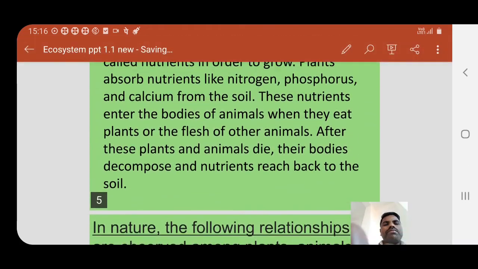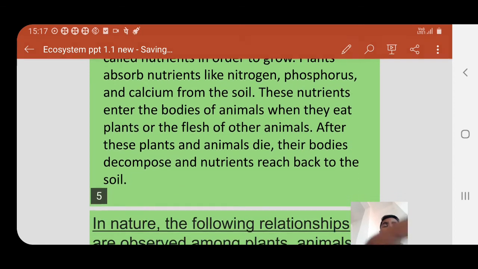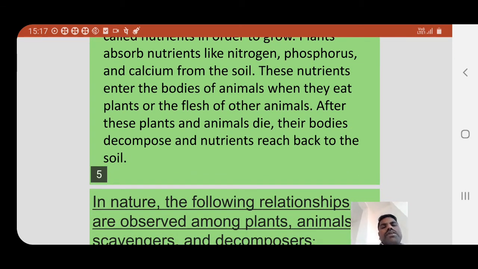Here is one more thing. Plants absorb nutrients like nitrogen, phosphorus, and calcium from the soil. Whatever nutrients are absorbed by the plants, these nutrients enter the bodies of animals when they eat the grass or plants, or the flesh of other animals. After these plants and animals die, their bodies decompose, and those nutrients reach back to the soil.